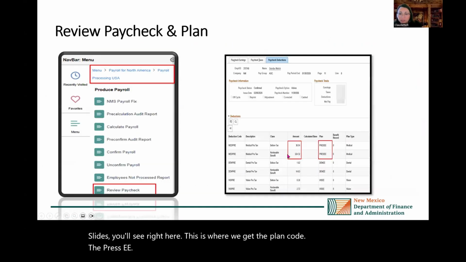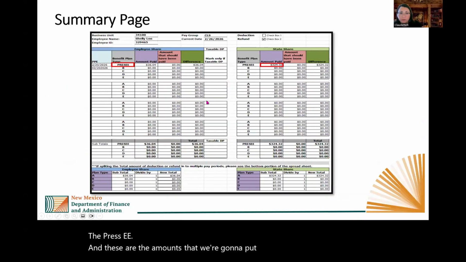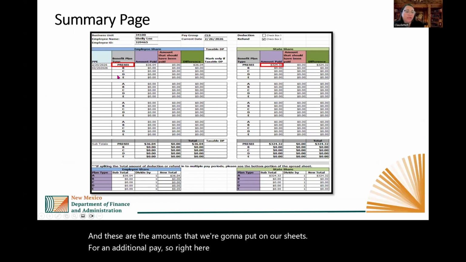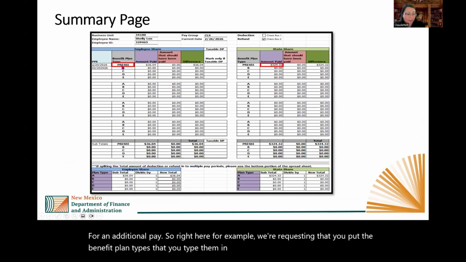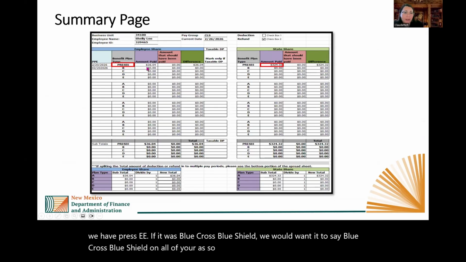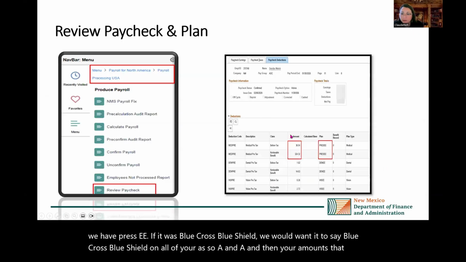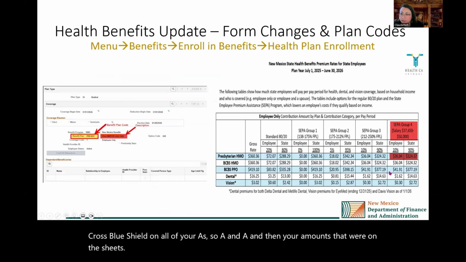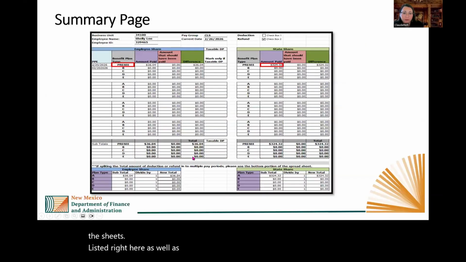And these are the amounts that we're going to put on our sheets for an additional pay. So right here, for example, we're requesting that you type the benefit plan types in exactly as they are in HCM. So right here we have Press EE. If it was Blue Cross Blue Shield, we would want it to say Blue Cross Blue Shield on all of your forms. And then your amounts that were on the sheets, listed right here as well as right here. This is the information that needs to match on our forms over here.